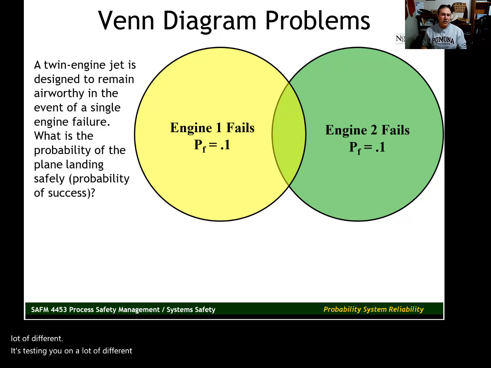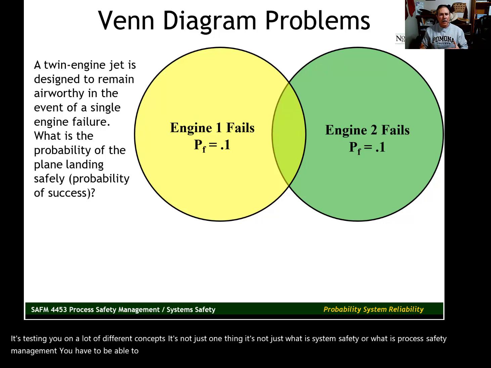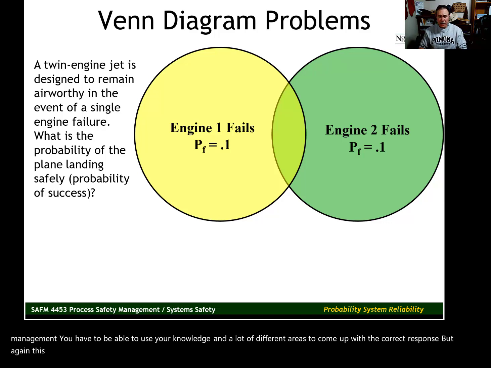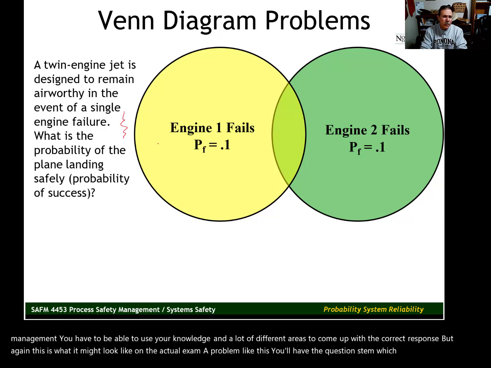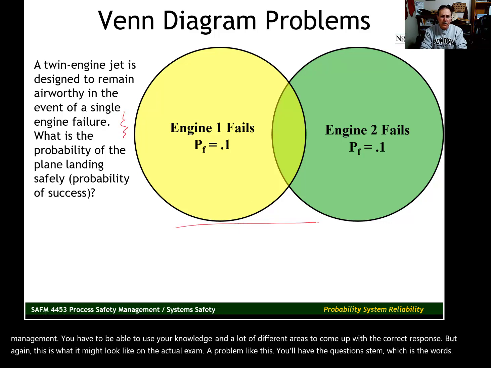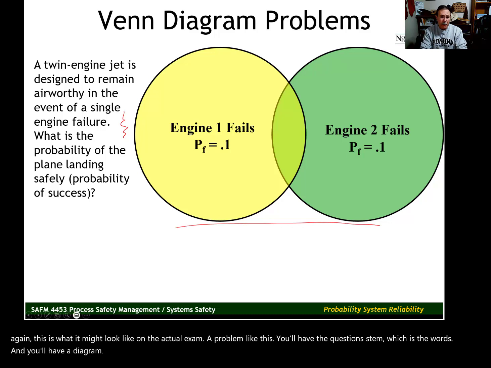It's not just one thing. It's not just what is system safety or what is process safety management. You have to be able to use your knowledge in a lot of different areas to come up with the correct response. But again, this is what it might look like on the actual exam. You'll have the question stem, which is the words, and you'll have a diagram. And the diagram here is a Venn diagram.